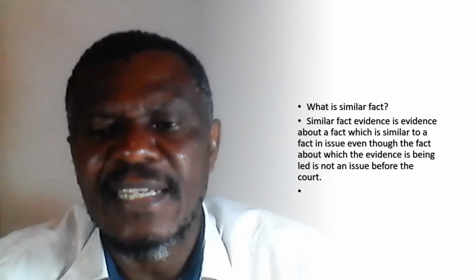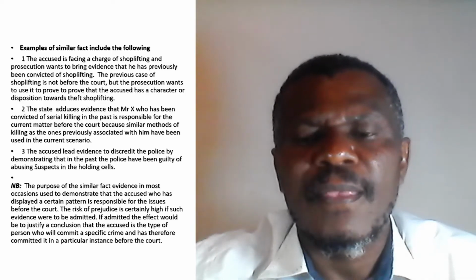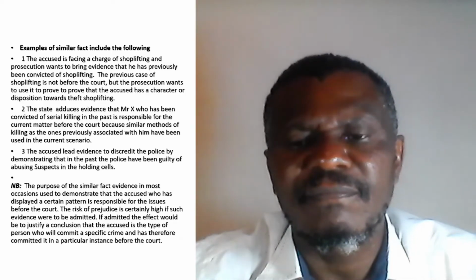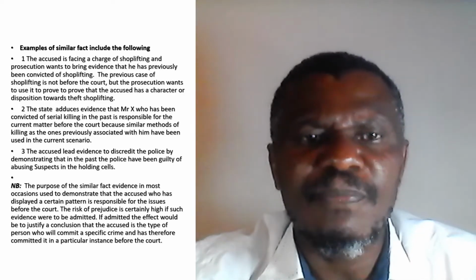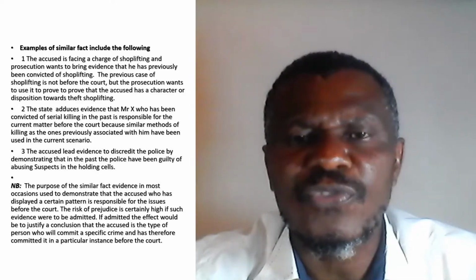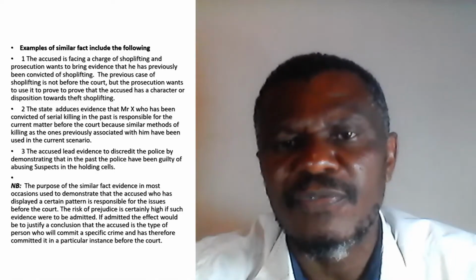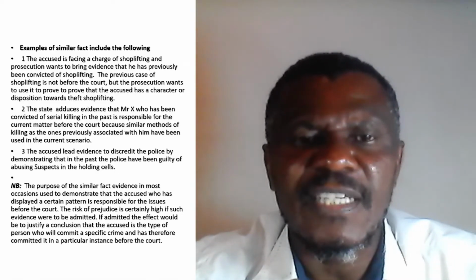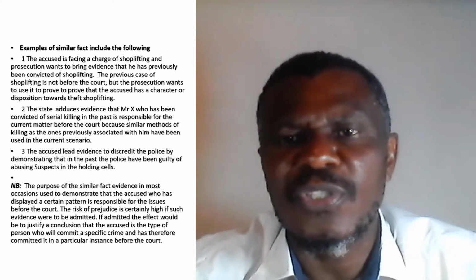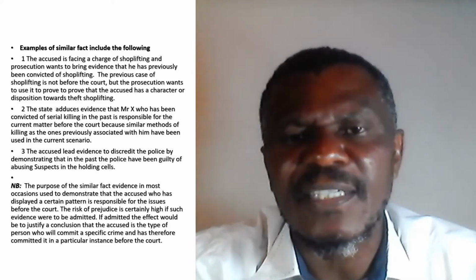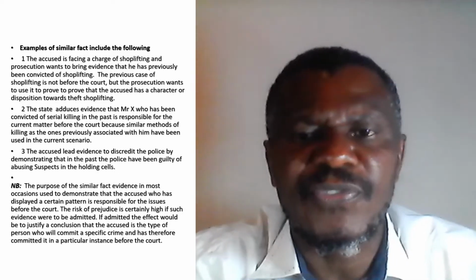There are many other instances where similar fact evidence does get to be applied or to be led by some people, some parties before the courts. Let's look at some of them. So our examples of similar fact, I've already spoken about the accused facing a charge of shoplifting, and when prosecution wants to bring evidence that he has previously been convicted of shoplifting. So the previous case of shoplifting is not before the court, but prosecution wants to use it to prove that the accused has a character or disposition towards theft and shoplifting.